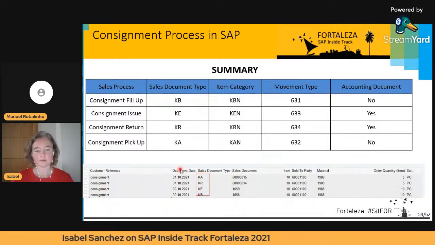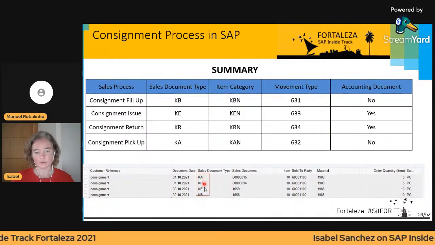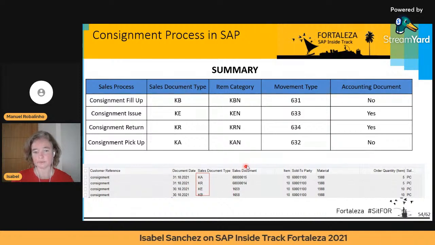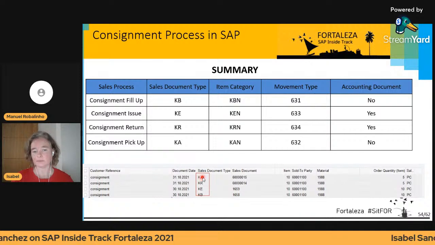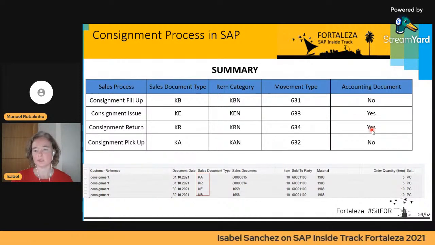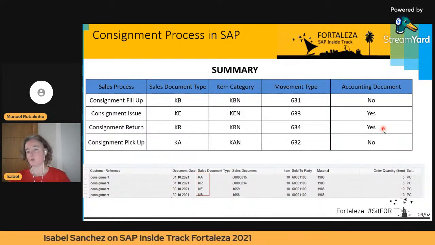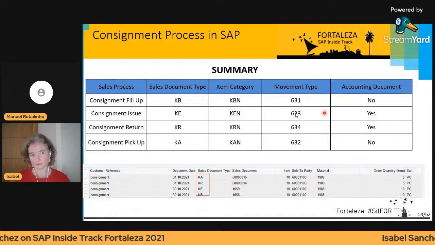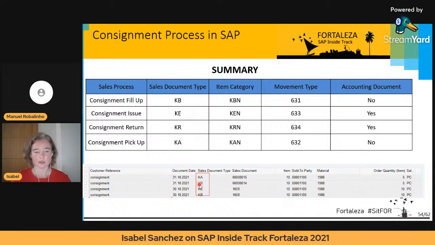But you have to know the different document types and the different quantities, and you have to know that there are two steps that trigger an accounting document, which are key R and key E. This and this.